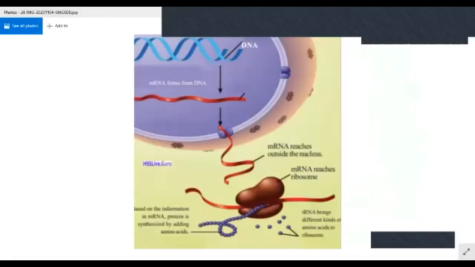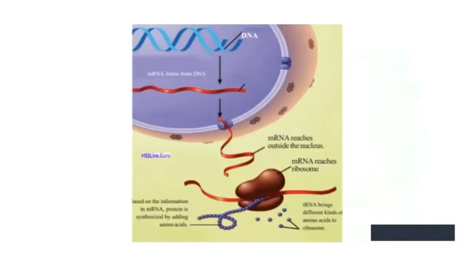I have already told you that genes are present on the DNA, and this DNA is present on the chromosomes in the nucleus. Here the structure of the nucleus is shown. Inside that nucleus you can see a double helical structure, that is DNA. And DNA does not directly participate in protein synthesis. That function is done by the genes.